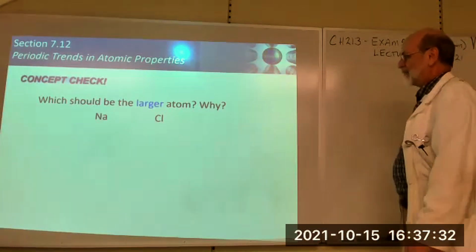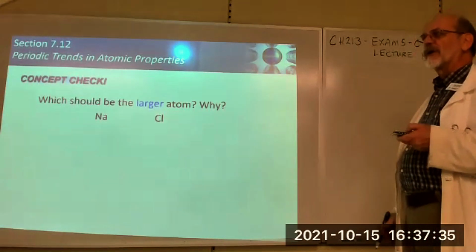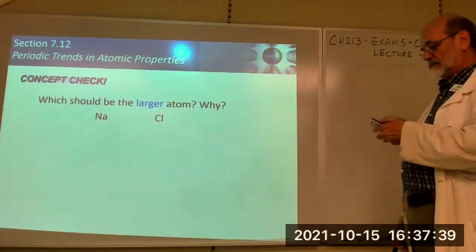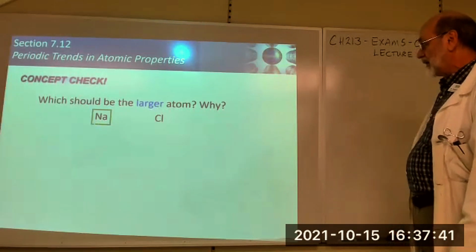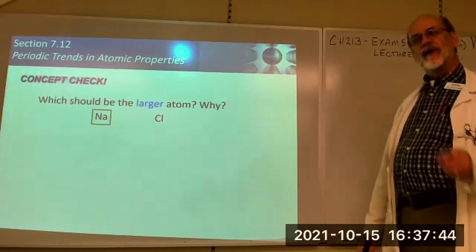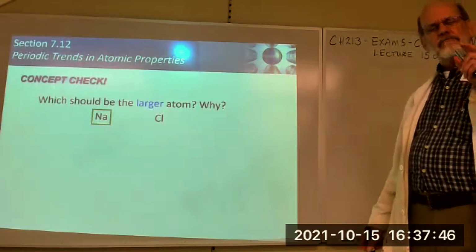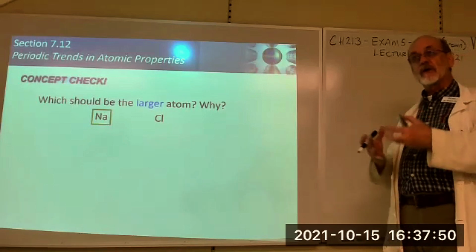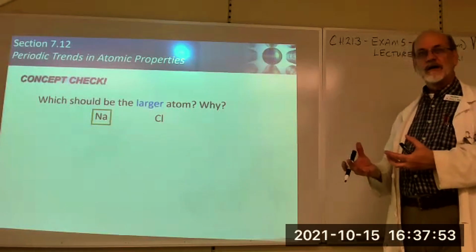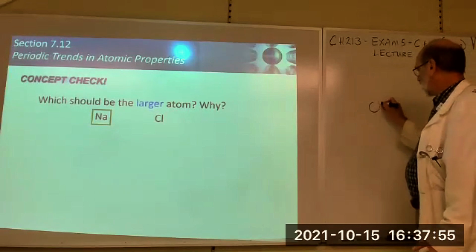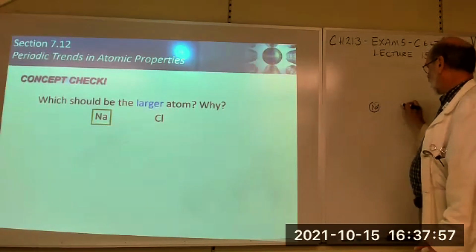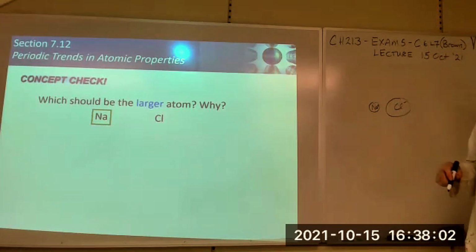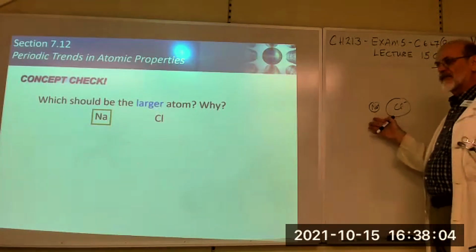Which should be a larger atom, right? Sodium or chlorine. There's sodium and there's chlorine. Sodium ought to be bigger. And it is. Now, why do models, representations of sodium chloride, always show the sodium like this and the chloride like that? Why do they make the chloride bigger than the sodium?